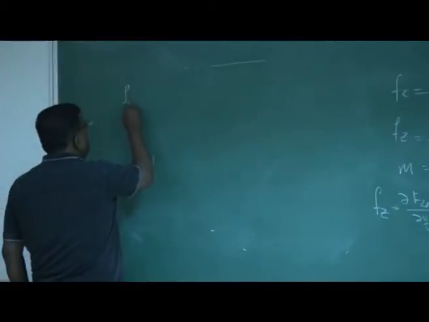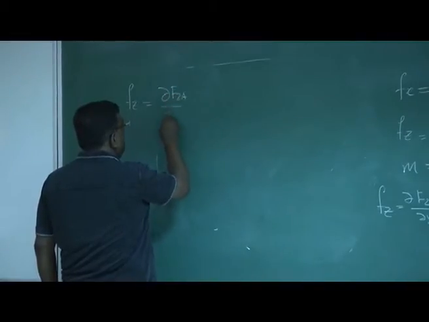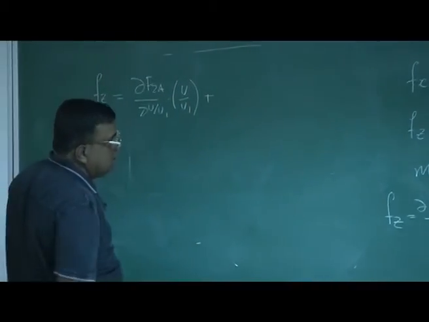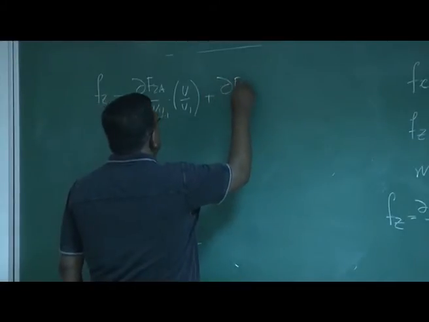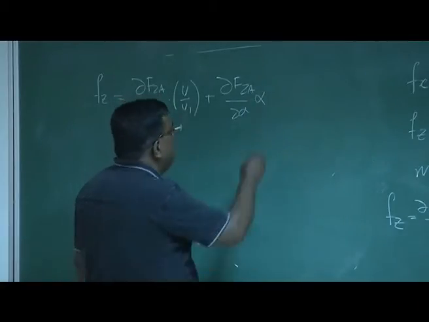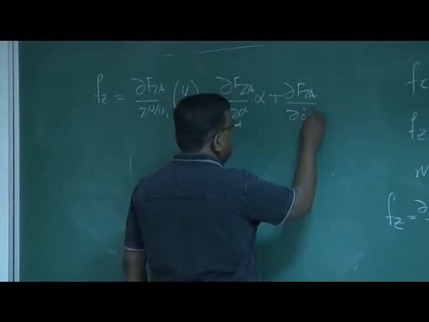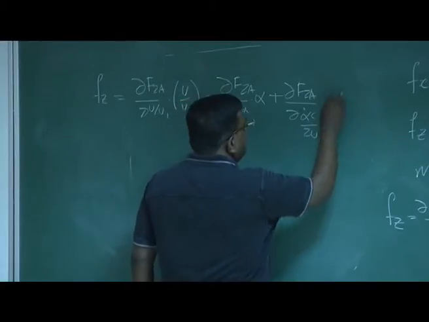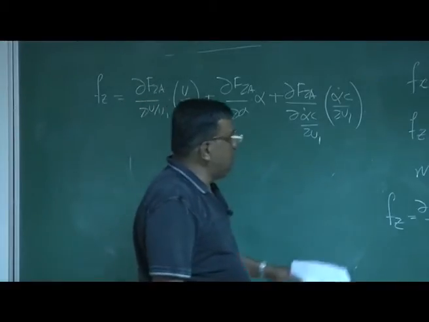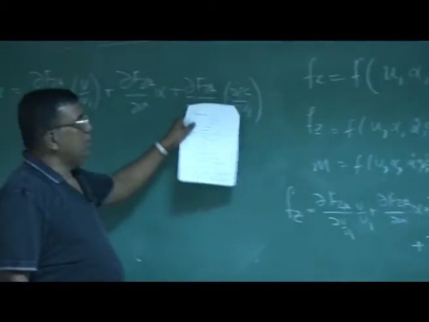We write Fz equal to dFza by d(u/u1) into u/u1, plus dFza by d alpha into alpha. No problem, everything is fine. But the moment I come to dFza by d alpha dot, I write it like this: d alpha dot c by 2u1 into alpha dot c by 2u1. Again you see, alpha dot I have replaced by alpha dot c by 2u1, where c is the chord, and that is a non-dimensional quantity.